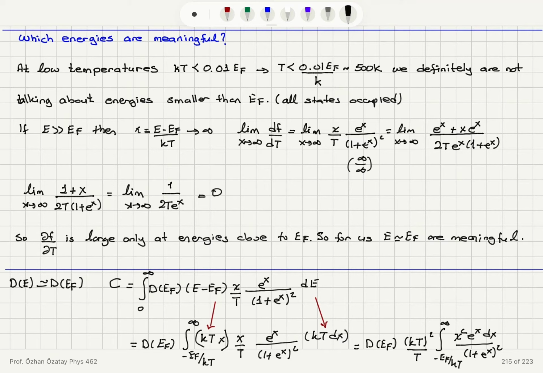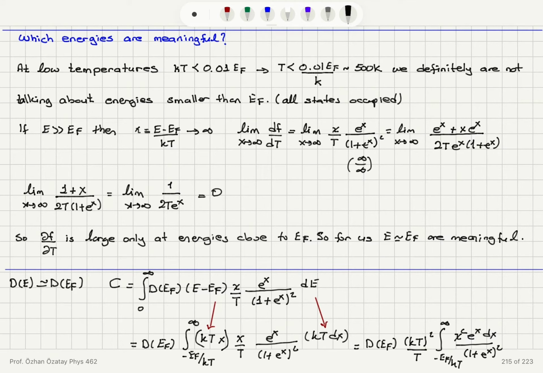So the derivative del f del T is large only at energies close to the Fermi energy. When we go far away from the Fermi energy, the derivative becomes 0. So only energies close to the Fermi energy are meaningful. We can say that the thermal energy, which is, for example, at room temperature 0.026 eV, is very small compared to the Fermi energy, which is 3 to 5 eV.